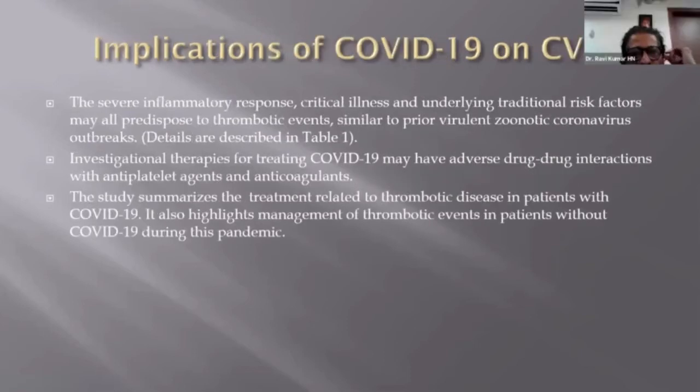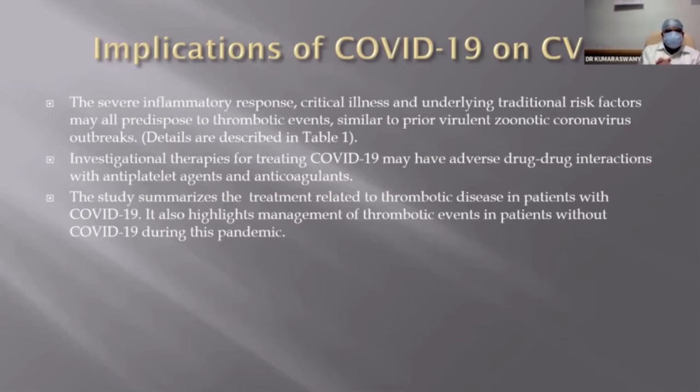Next slide. The severe inflammatory response. This is just before going to the proper topic. I am showing how the patients develop thrombosis of both the veins and arteries. The severe inflammatory response, critical illness, and underlying traditional risk factors may all predispose to thrombotic events, similar to prior virulent zoonotic coronavirus outbreaks. Investigational therapies for treating COVID-19 may have adverse drug-to-drug interactions with the antiplatelets as well as the anticoagulants which we are using in COVID patients.